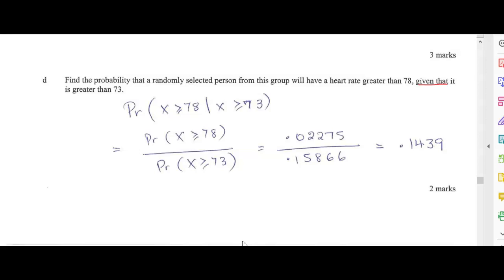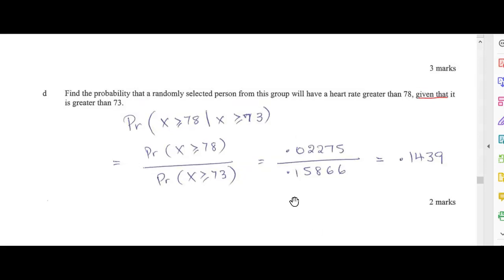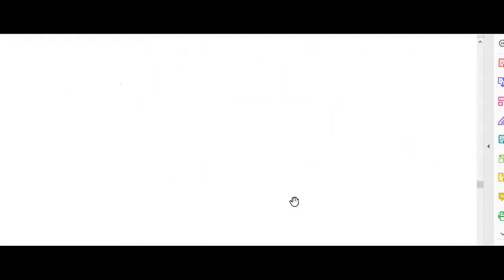Okay, so we've done normal distribution. We just want x greater than 78, so it's 78 to infinity, and then greater than or equal to 73, it's 73 to infinity, using the same mean and standard deviation given to you in the question.